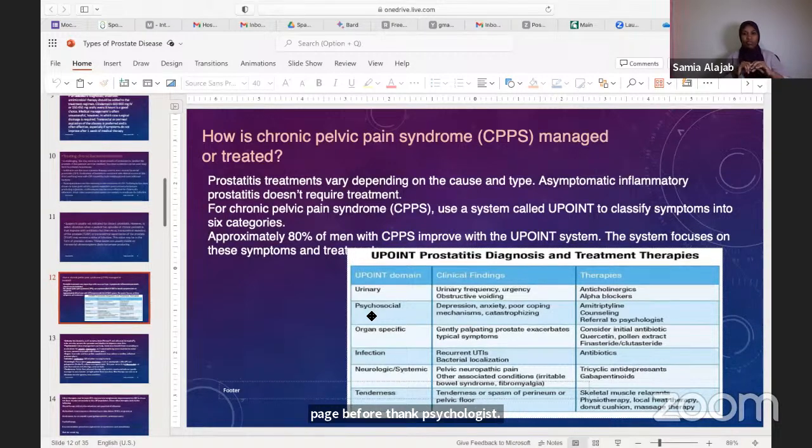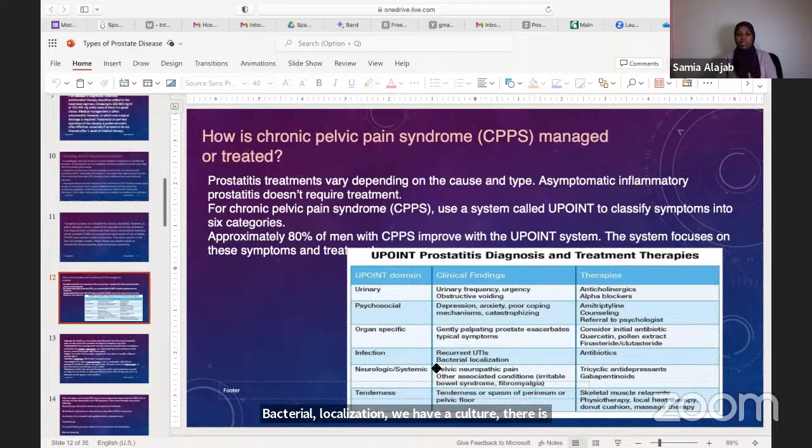Organ specific. So if the patient has, with gentle palpation of the prostate, very typical symptoms like pain and tenderness, in this case we can start an antibiotic course, and then we can check if there is an infection and treat according to that. We can give finasteride if it is BPH. So it depends on that. Also infection: if the patient has symptoms like recurrent UTI, bacterial localization, we have a culture, there is positive bacteria, we can prescribe antibiotic.